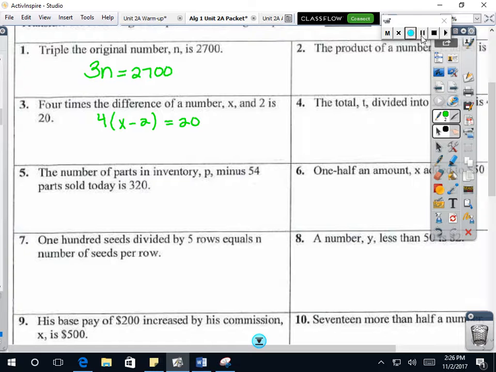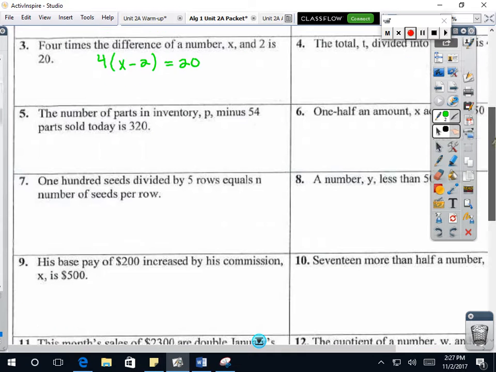Seth, instead of distributing the 4, what else could you have done? Right, if you just divide by 4 at the very beginning, this would have become a 5. And when you added the 2, you would also get 7. And think about it. 7 minus 2 is 5. 5 times 4 is 20. You could almost just look at that one and figure the number out.